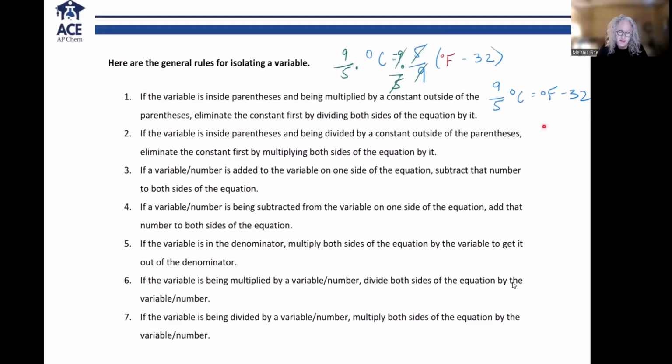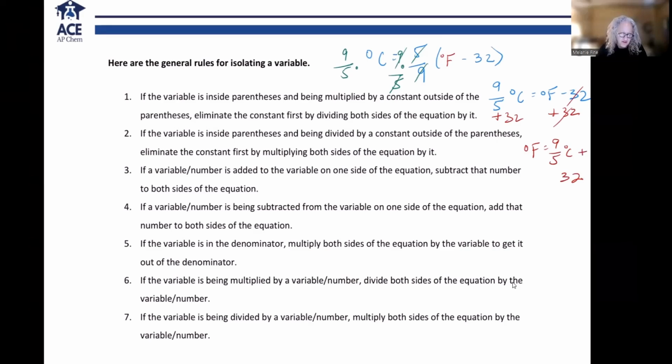So what we're doing again is we're isolating for degrees Fahrenheit. Since 32 is being subtracted from it on the right-hand side, we're going to do the opposite, which means we're going to add 32. And what we do to one side of the equation, we do to the other. So the equation for Fahrenheit becomes 9/5 degrees Celsius. I'm going to run out of room, so I'm going to do this on the next line, plus 32. And then let's go on.